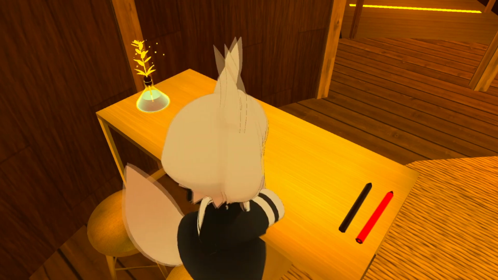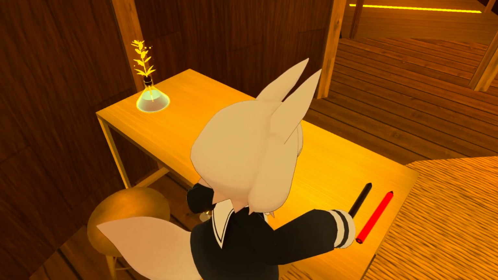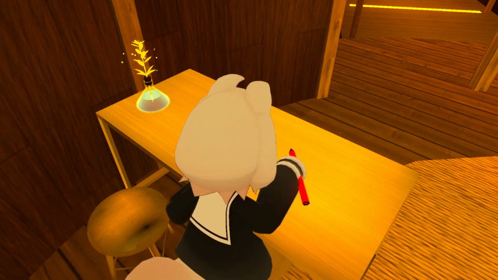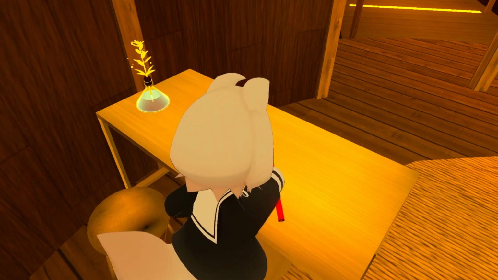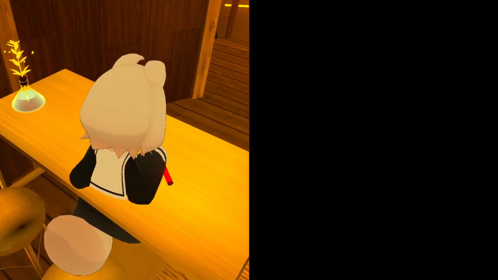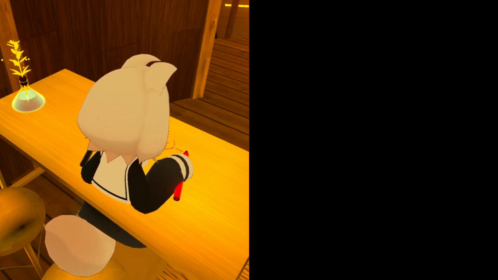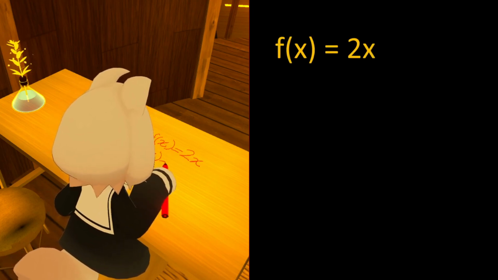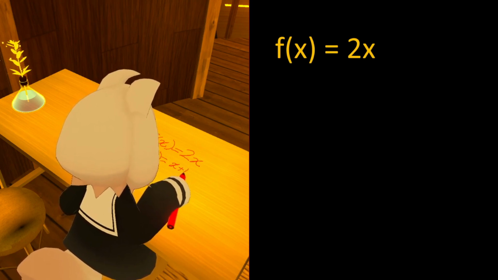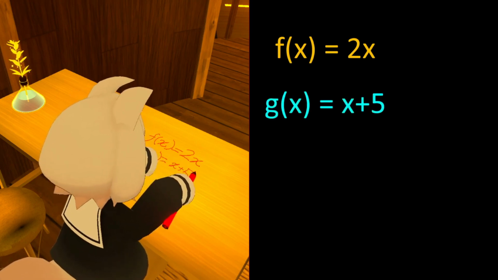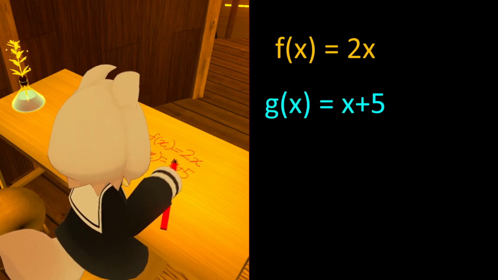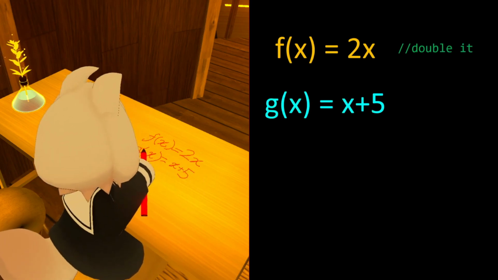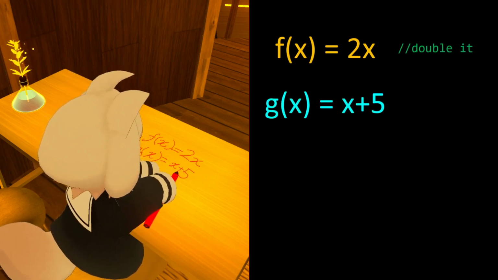Okay, so let's quickly look at a mathematical example in this case. I'm going to use the red one just for declaration. Let's make two functions out of nowhere. Let's say we have f of x is 2x, and then we have g of x is x plus 5. In normal human sense, what f does is it doubles the input and gives it to you. And then what g of x does is it adds 5 to it.